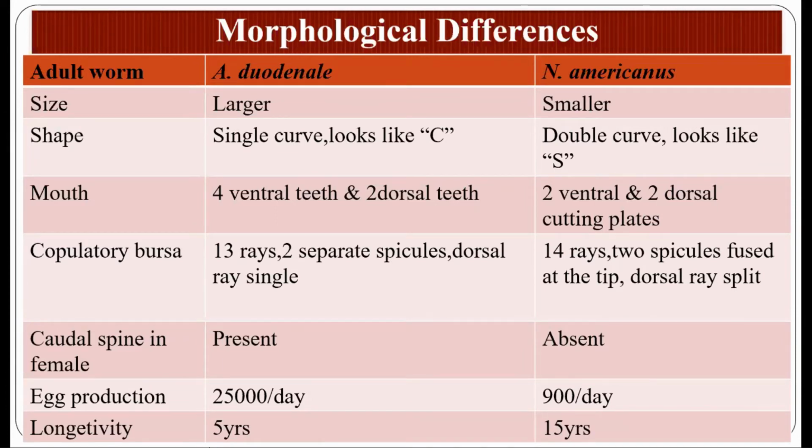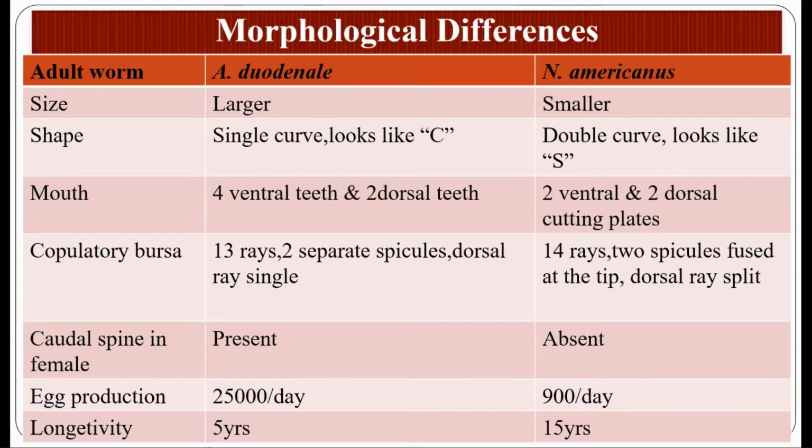In the adult male worm of Necator americanus, there are a total of 14 rays. There are 2 spicules, which are fused at the tips. As a result, it is pointed in structure, and there is a dorsal ray, which is split. In the adult female worm of Ancylostoma duodenale, there is a caudal spine, while in case of Necator americanus, that caudal spine is absent.